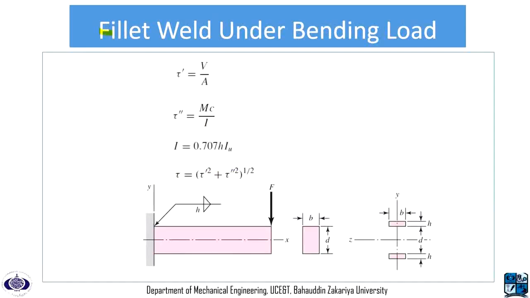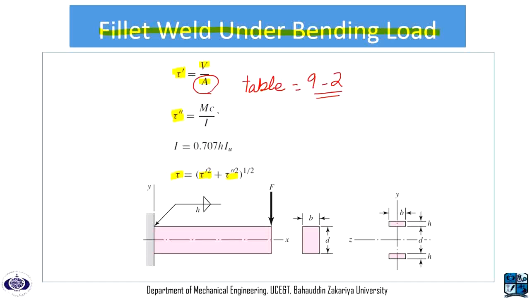So here we have a fillet weld under bending load, and just like the torsional load, we need to find the primary stress, the secondary stress, and then the overall stress can be found using the primary and secondary stress. The formula for primary is V over A, where A can be found using Table 9-2. Table 9-1 had the properties of torsional load, whereas 9-2 has the properties of a bending load.